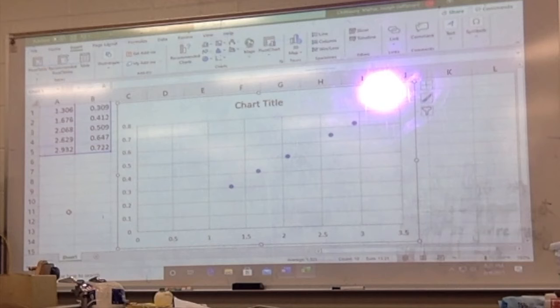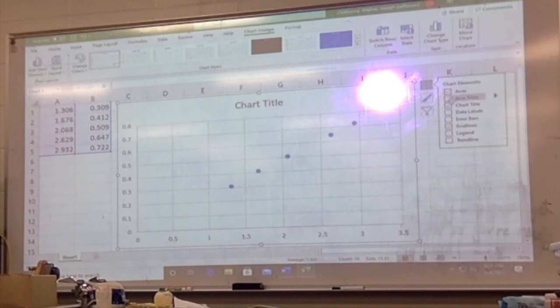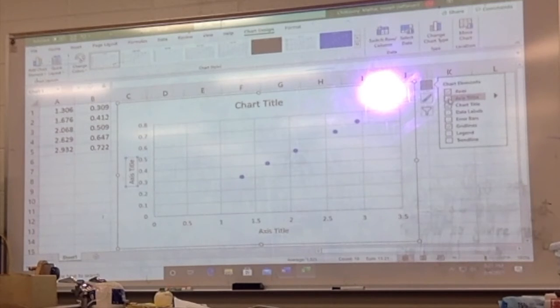But then the graph does not have any details, so now you have to fill in the details. What is the y-axis? We don't have anything here, right? So if you click on the plus sign here, it will ask you, okay, what do you want? Axis title? All right, I need axis title. I need a chart title. And I think right now that's good enough.